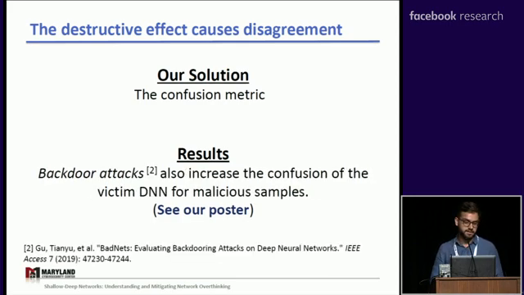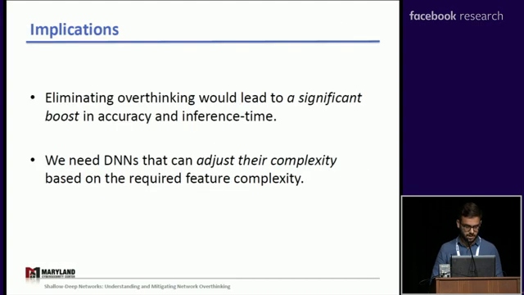Also, interestingly, it turns out that backdoor attacks also increase the confusion of the victim network on malicious samples. So what are the implications of all this? First, we see that eliminating overthinking would lead to a significant boost in accuracy and inference time. And second, we need DNNs that can adjust their complexity on the fly based on the required feature complexity. And this would, hopefully, eliminate overthinking.